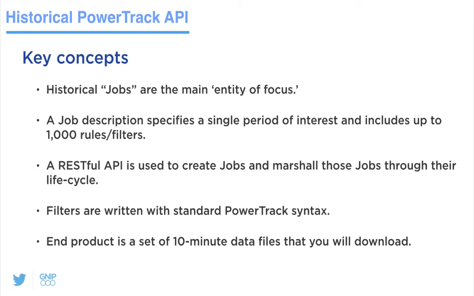I'll start off by discussing some key concepts related to the Historical PowerTrack API. The first is that historical jobs are the main entity of focus. A job description specifies a single period of interest and includes up to 1,000 rules or filters. A RESTful API is then used to create jobs and marshal those jobs through their life cycle. Filters are written with standard PowerTrack syntax, and the end product is a set of 10-minute data files that you will download.